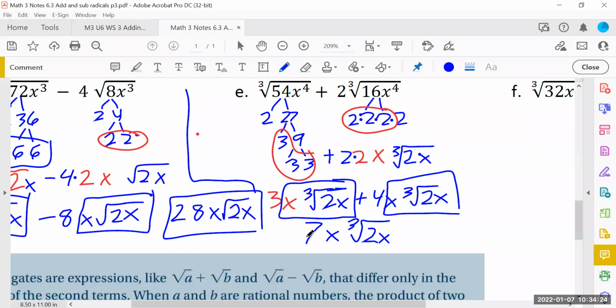I want you all now to try 18 and 20. 18 does simplify to some extent. Simplify it as much as you can. Number 20 is going to be much more like what we just did. But I want you to do both 18 and 20 right now.